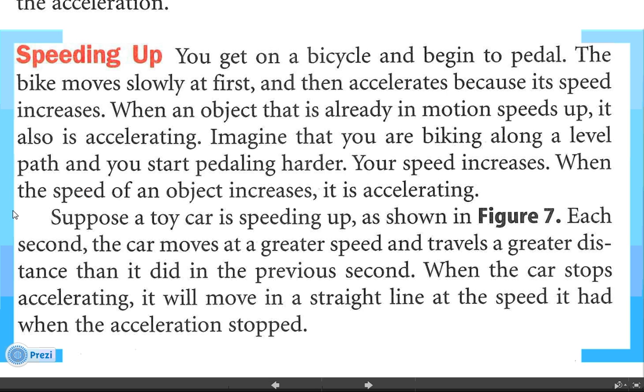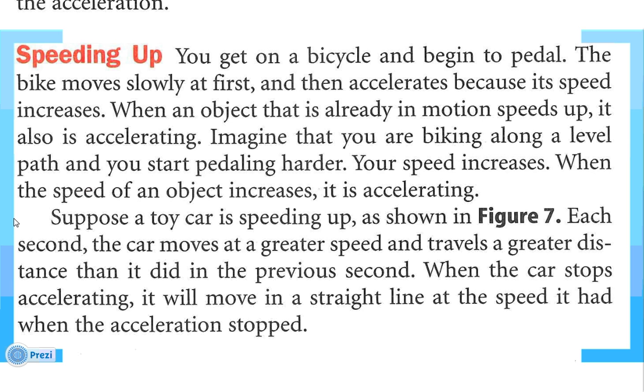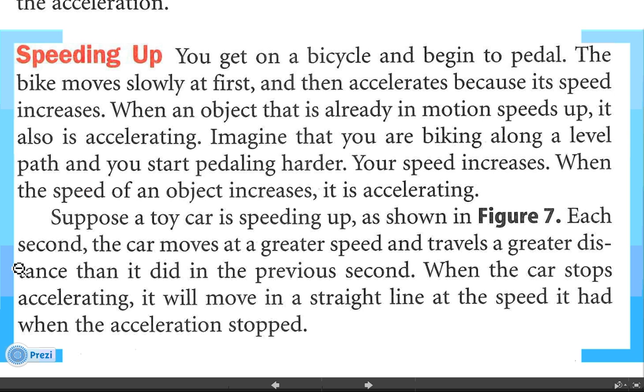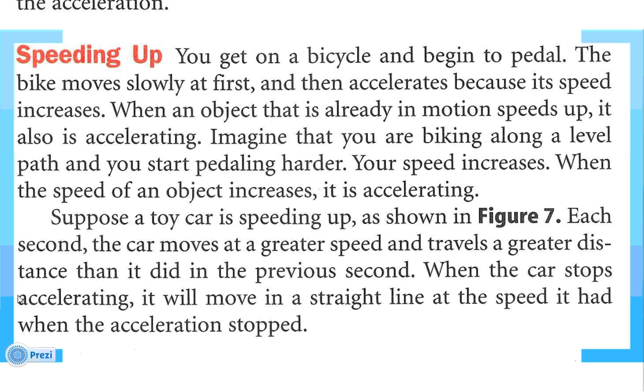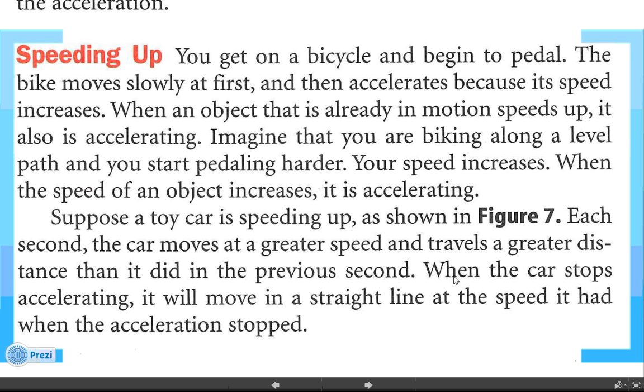Suppose a toy car is speeding up, as shown in figure 7. Each second, the car moves at a greater speed and travels a greater distance than it did in the previous second. When the car stops accelerating, it will move in a straight line at the speed it had when the acceleration stopped. This startled me a minute because it said when the car stops accelerating. I was predicting that we're talking about the car stopping, but no. When the car stops accelerating, it is now moving at a constant speed.